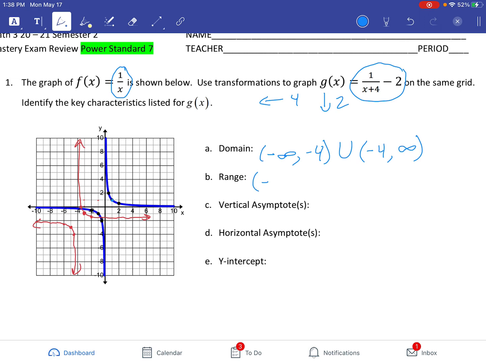The range has some of the same problems. It's going to start down below at negative infinity. It's going to go up. But when it hits negative 2, it's going to have to jump over an asymptote and start up again on the other side of negative 2 towards positive infinity.